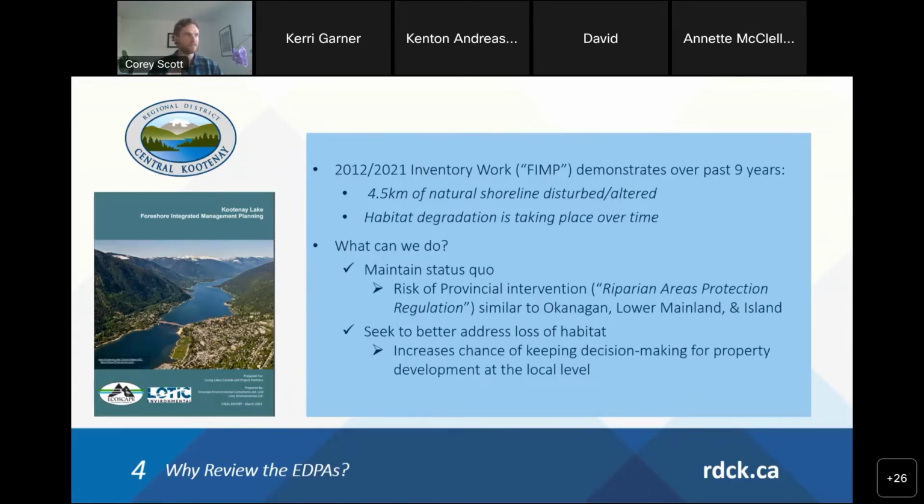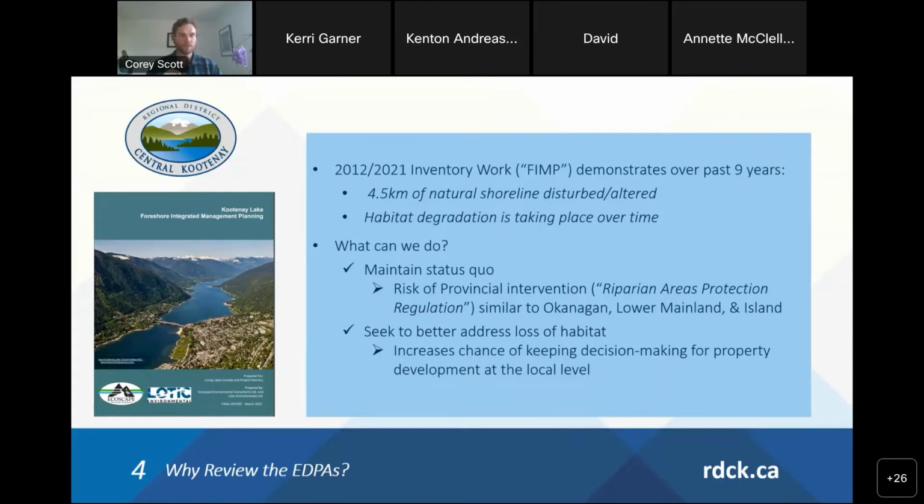And I'll just say that there are tons of important nuggets of information in this document, which there's also a link to on our website. But the ones that are most relevant for this project are that 4.5 kilometers of natural shoreline has been disturbed or altered over that 9-year period, and that habitat degradation is taking place over time.